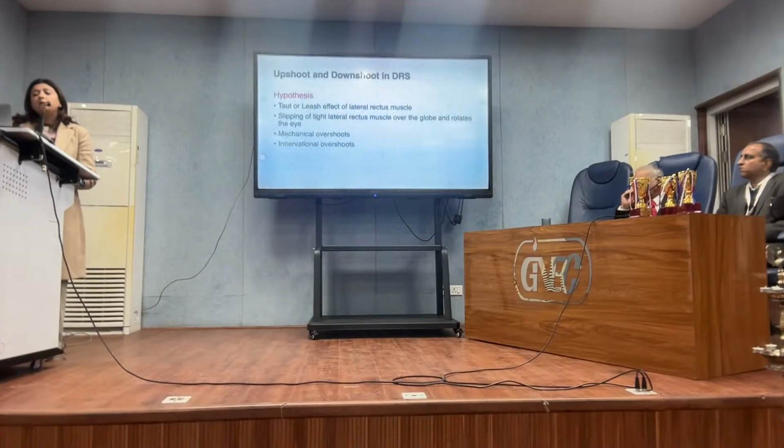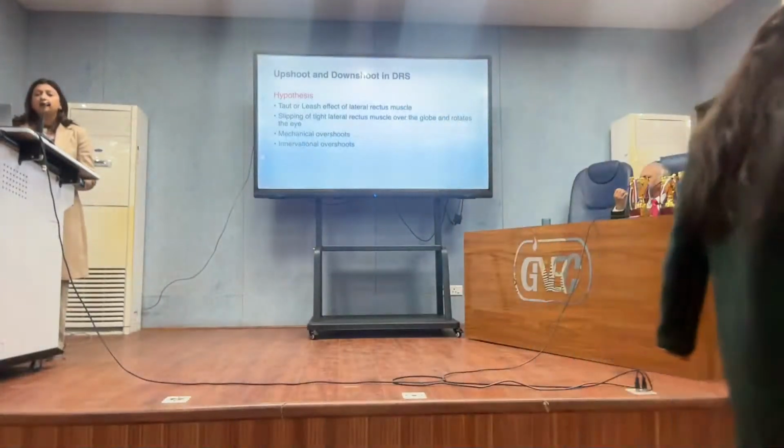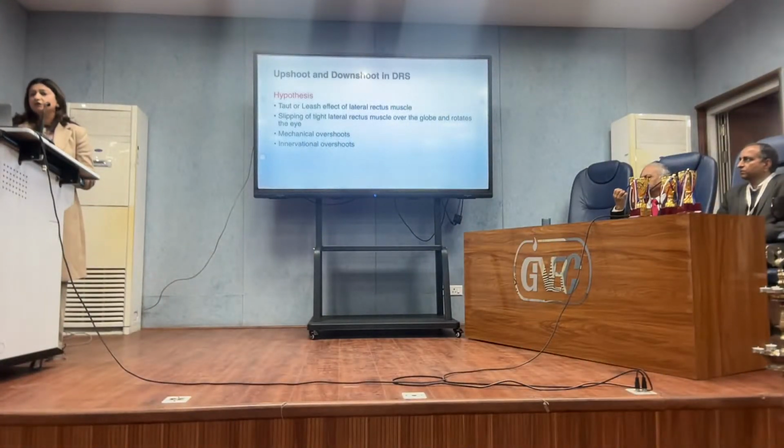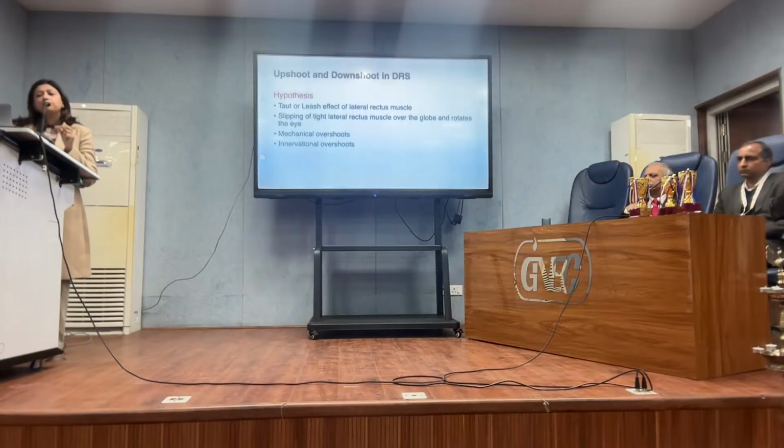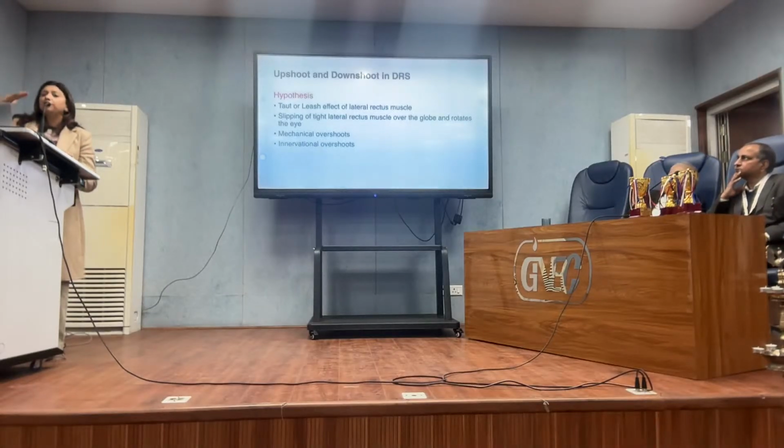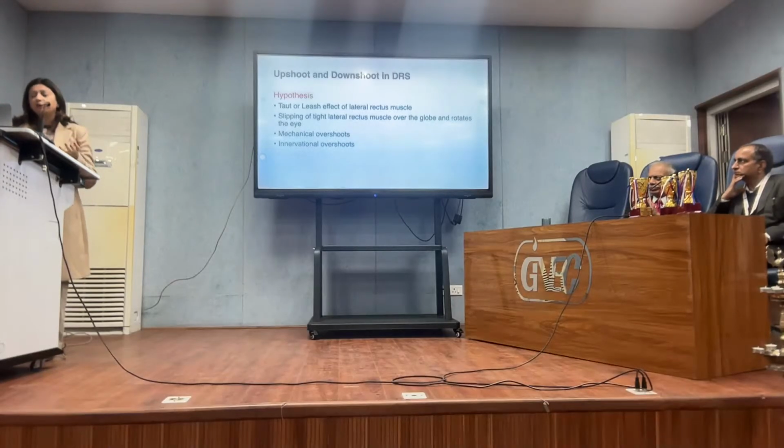Upshoots and downshoots. Now what is the cause of upshoots and downshoots? There are two causes, mechanical as well as innervational. Mechanical is because of the tight leash effect of the lateral rectus muscle. So the lateral rectus is holding the globe so tightly that the globe slips over. So it can go in the up direction, it can go in the down direction. And to elicit that upshoot or downshoot, you always have to ask the patient to look a little above the horizontal level. You cannot appreciate it at the horizontal level, so it has to be elevated.